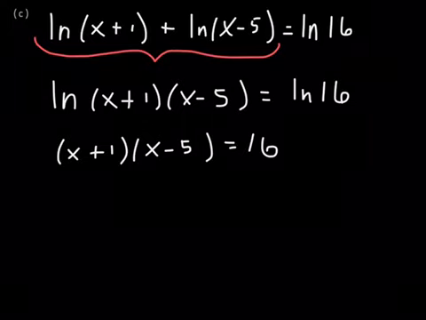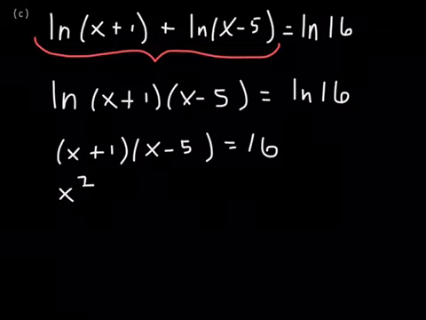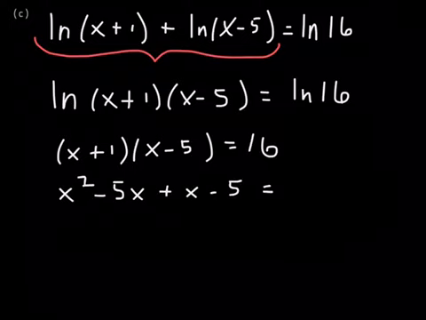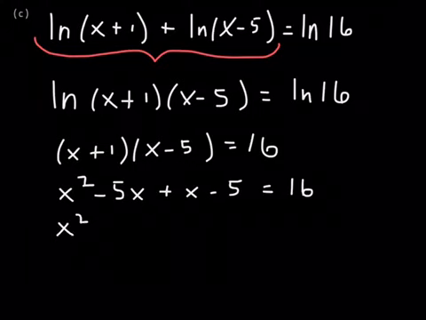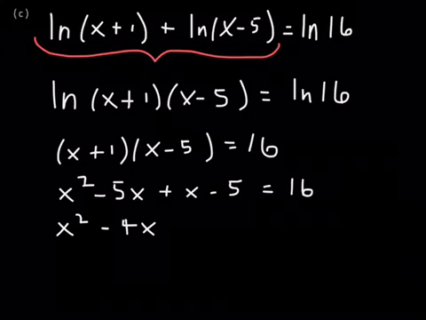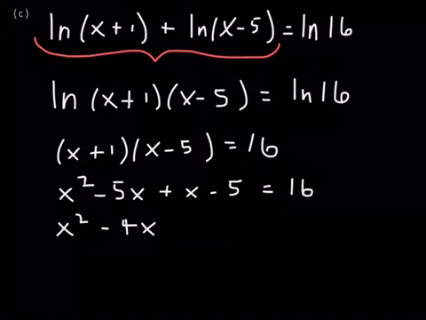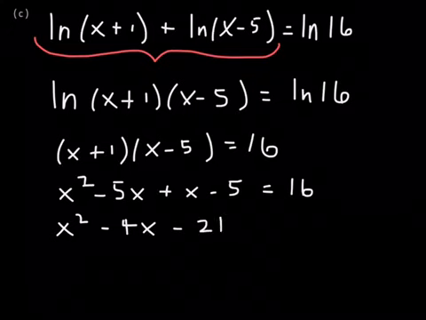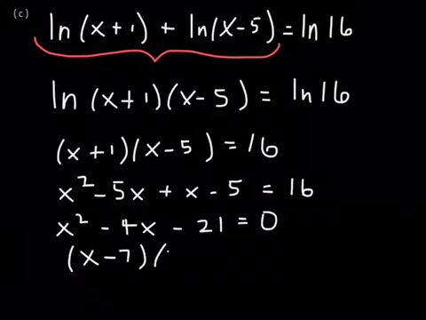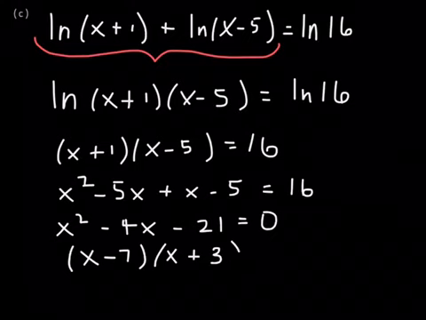Let's FOIL the left-hand side or distribute. You get x squared minus 5x plus x minus 5 is equal to 16. You get x squared minus 4x. I just combined like terms. I added negative 5x and positive 1x. At the same time, I'm going to subtract 16 from both sides. When I subtract 16 from negative 5, I get negative 21 equal to 0. I am going to factor this as x minus 7 times x plus 4. Oops, I'm sorry, not x plus 4. That was wrong. x plus 3 is what I should have written, is equal to 0.